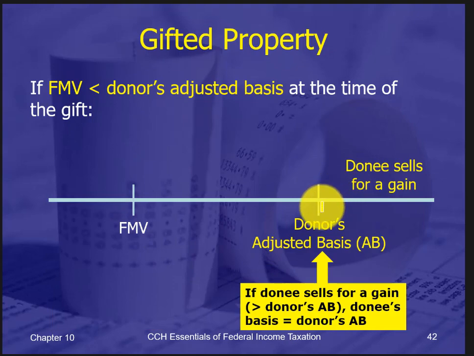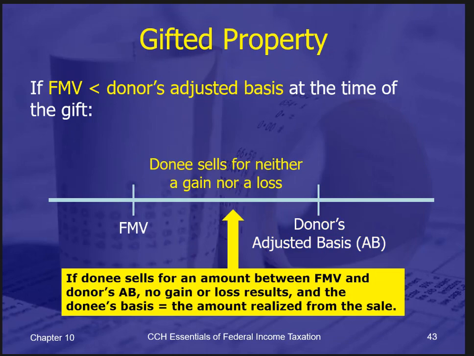If they sell for a gain, the basis is the donor's adjusted basis. Okay? So this fair market value doesn't apply in this case. If you sell for anything over this, then you have a gain for the amount that's over the adjusted basis. And then if you sell anywhere in between, there's no gain or loss. Anything between the fair market value and the donor's adjusted basis, there's no gain or loss. The basis is exactly the same as whatever you sell it for.